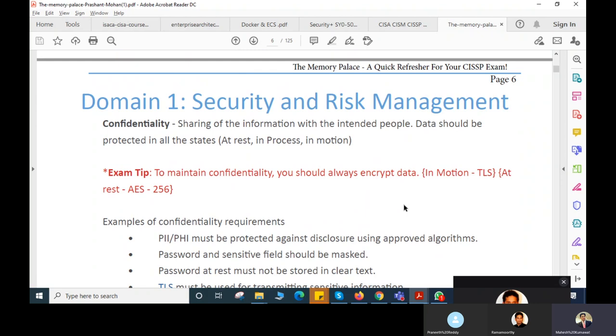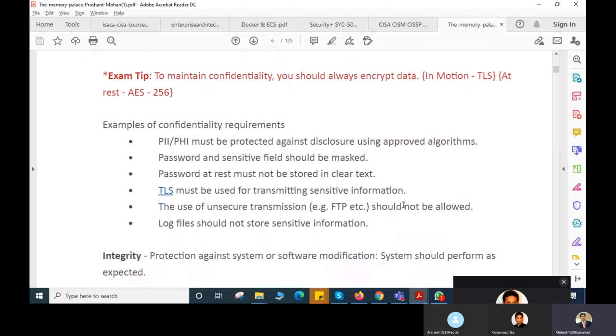Then data in process and data at rest: your backup, where you take a backup, is data at rest, and data in process is whatever files you are working on. So this is how the process works. You require confidentiality for your data, and these are some examples.